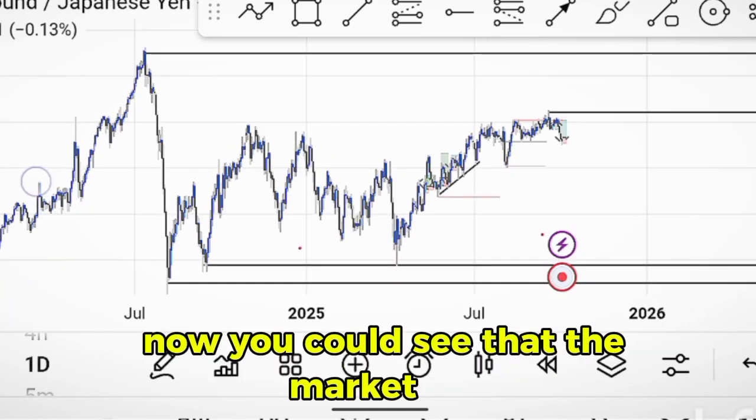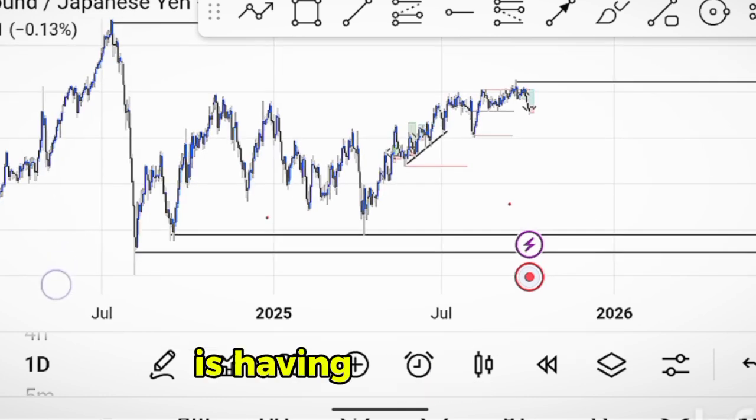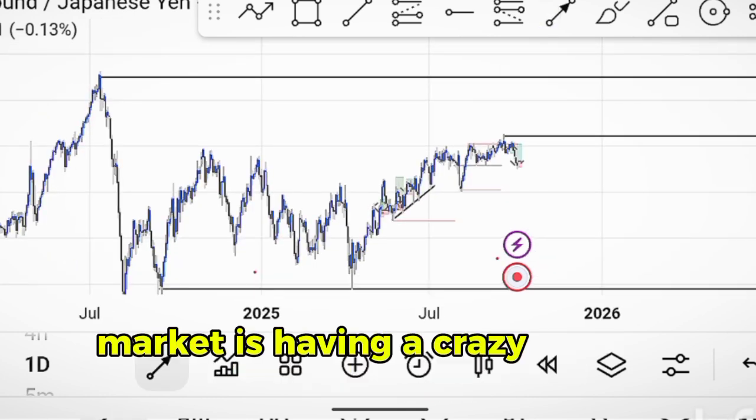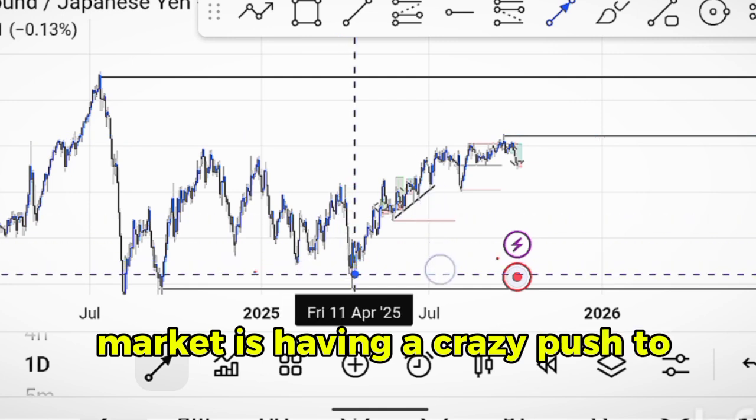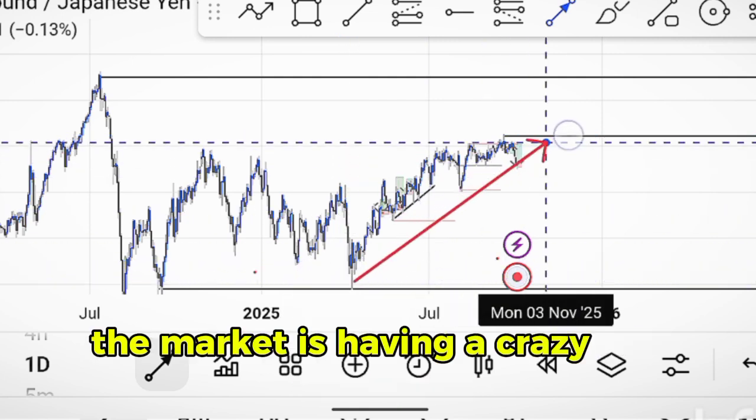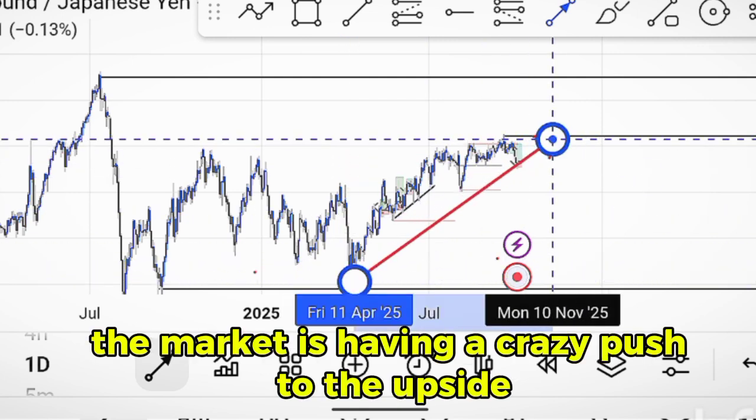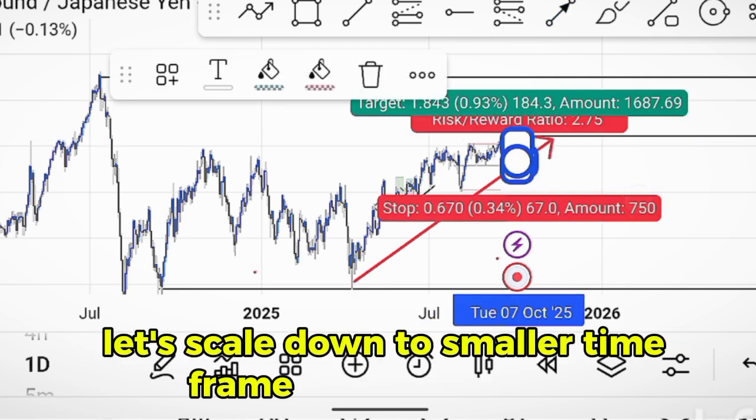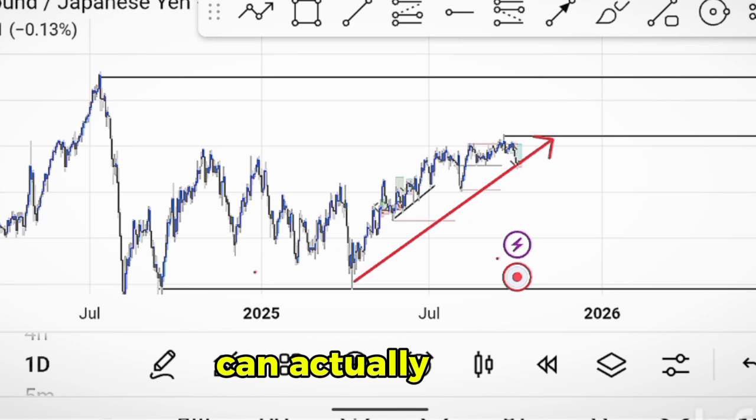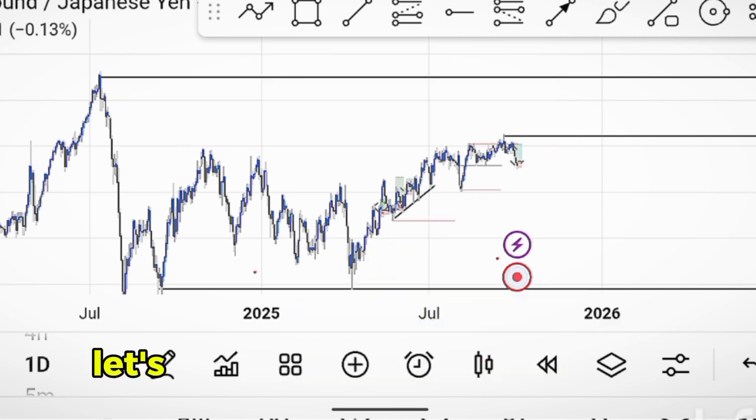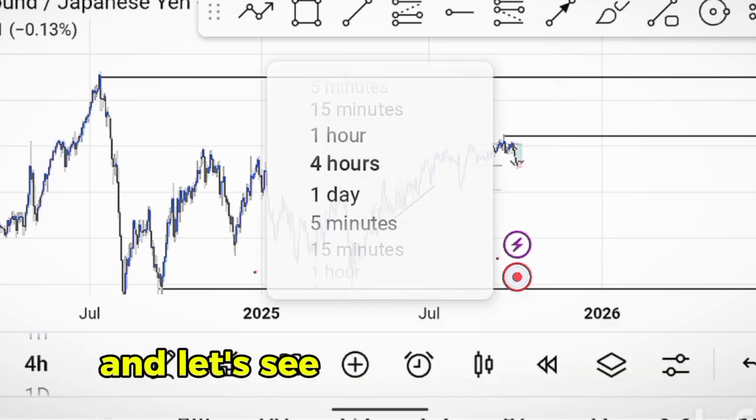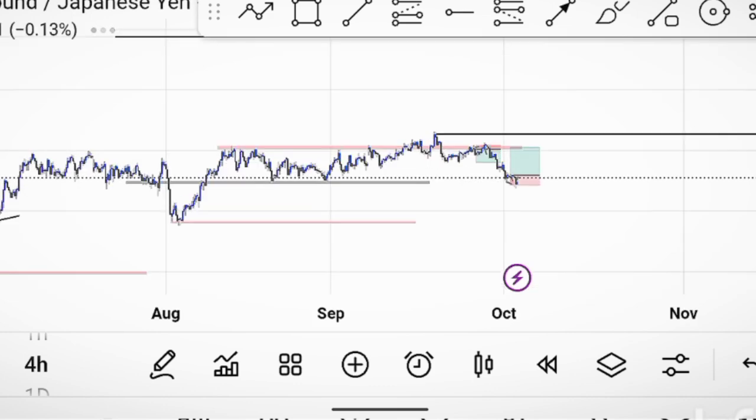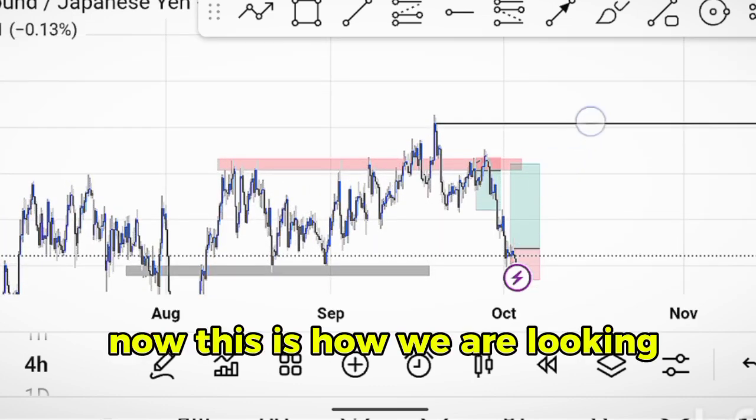Now you can see that the market is having a crazy push to the upside. So now let's scale down to a smaller time frame and see how we can actually do this. Let's scale down to the 4-hour chart and see how we are looking. This is how we are looking on the 4-hour chart.